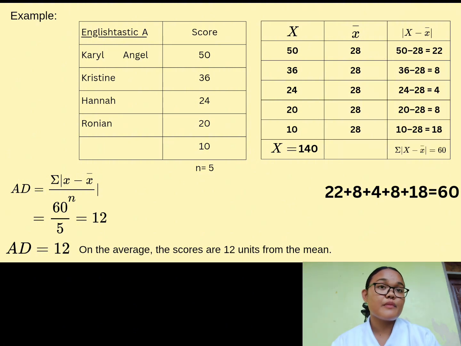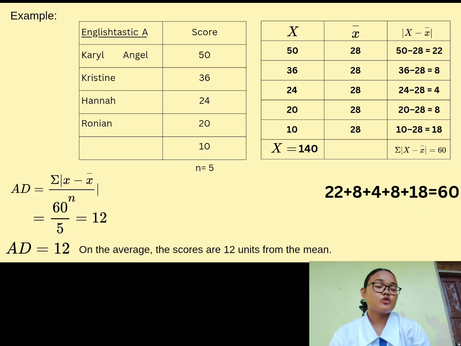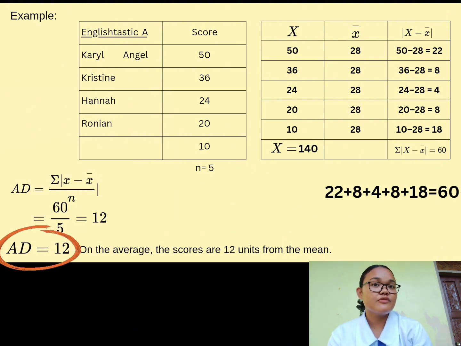Next, we will sum up these numbers. We have 22 plus 8 plus 4 plus 8 plus 18 is equal to 60. So the summation of the absolute value of x minus x bar is equal to 60, and n is equal to 5. We can now substitute in the formula. We have 60 divided by 5 is equal to 12. So our average deviation is 12. The scores are 12 units from the mean.